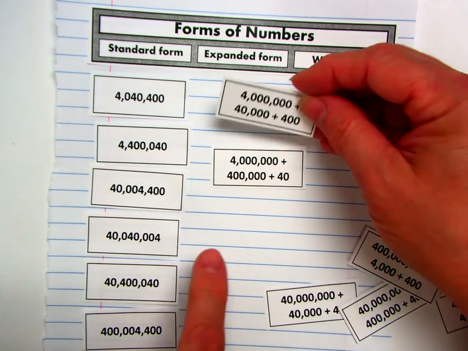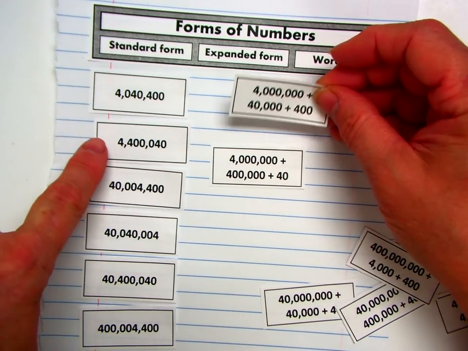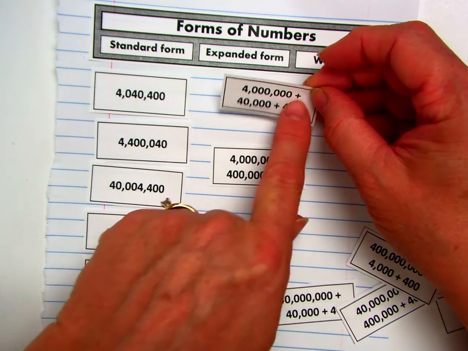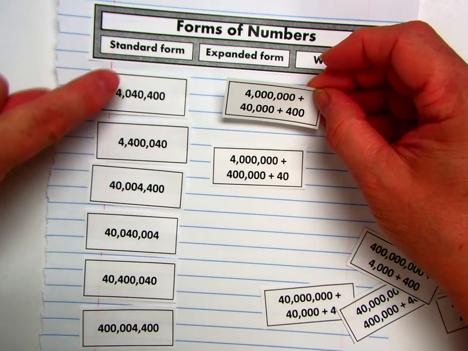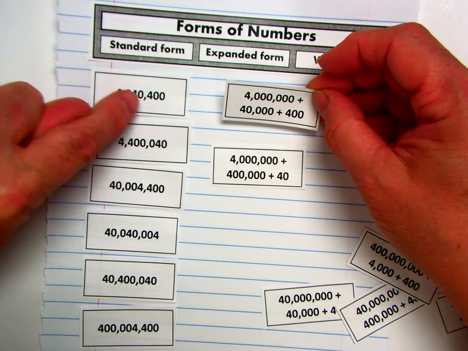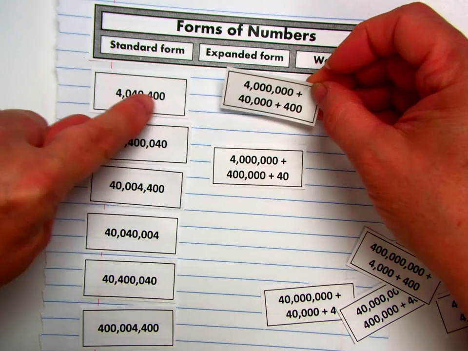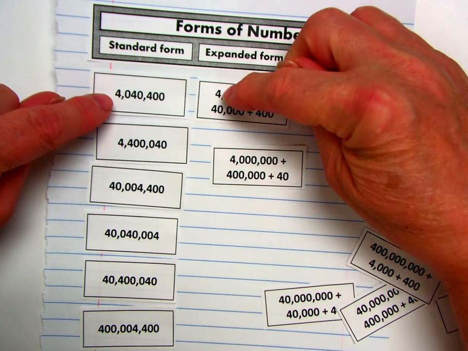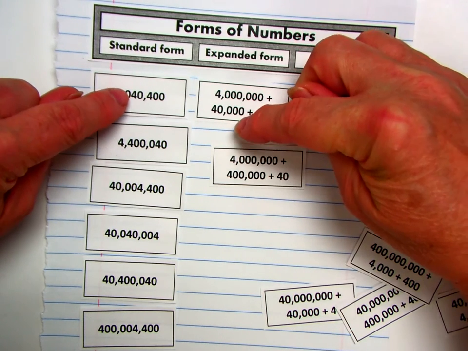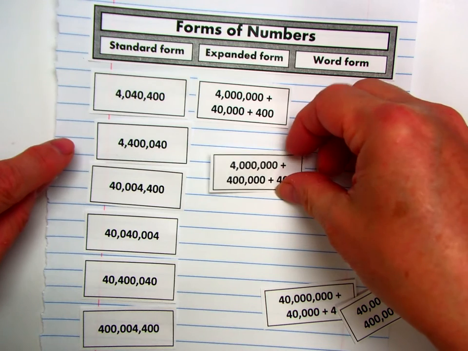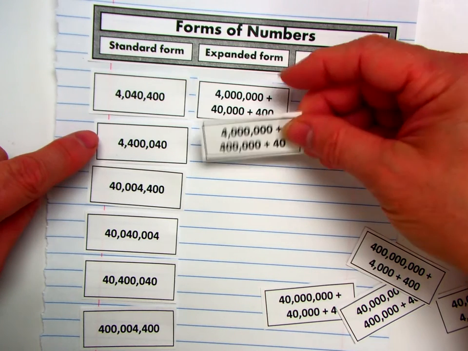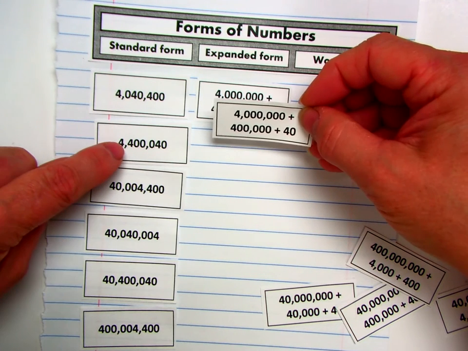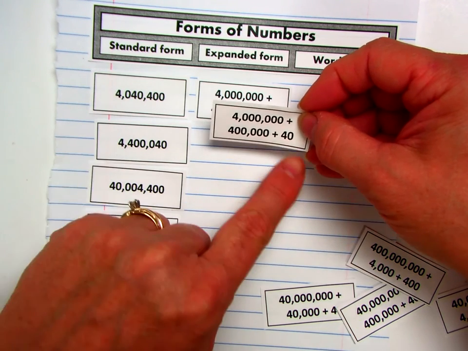So now I have to figure out which one goes with this and which one goes with this. So 4 million plus 40,000. I have a 40 in the thousands period and plus 400, so this must match this one. So 4 million, 40,000, 400. And then this is the other one with 4 million at the front. 4,400,000 and 40.